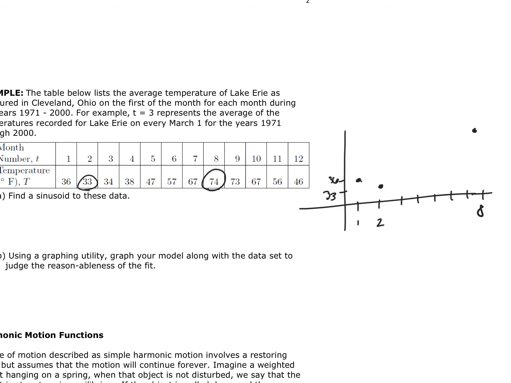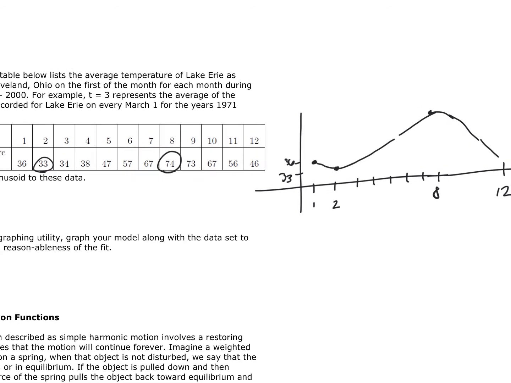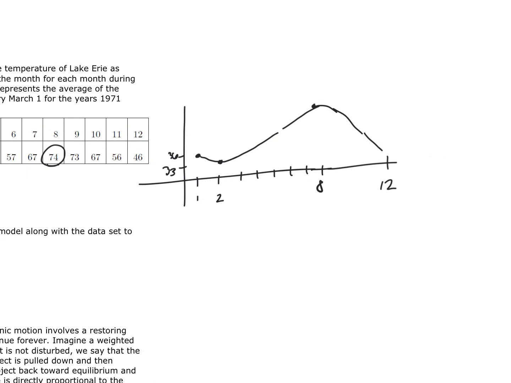If I were to graph this, this is kind of the graph that it's going to be taking. It's going to have some kind of shape like that, and then I go all the way out to month 12. Now, the assumption is this is periodic. So if I were to roll into the next year or the next set of averages, it would continue to make this shape.